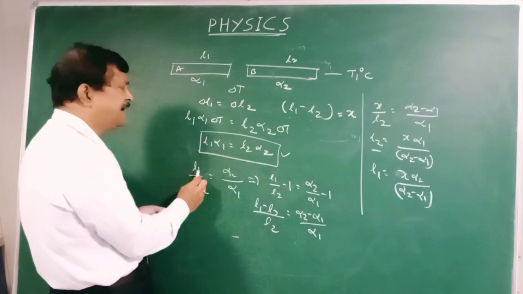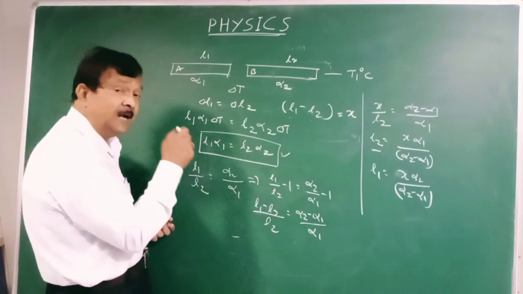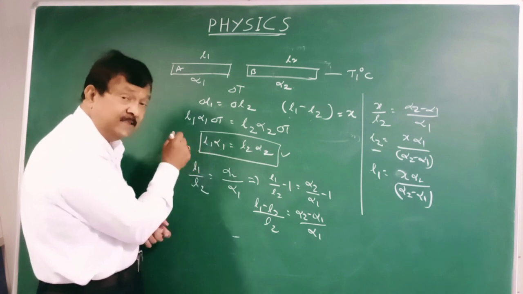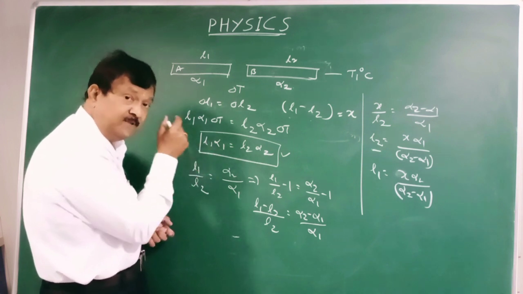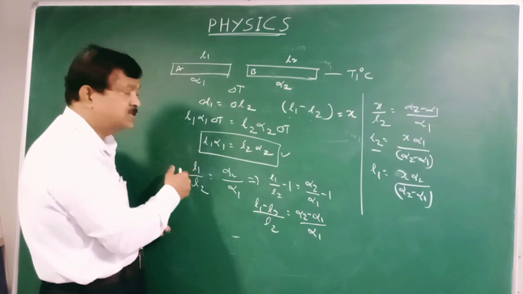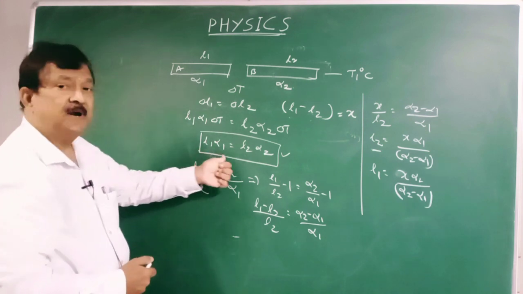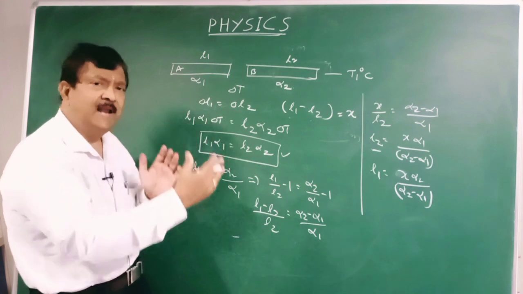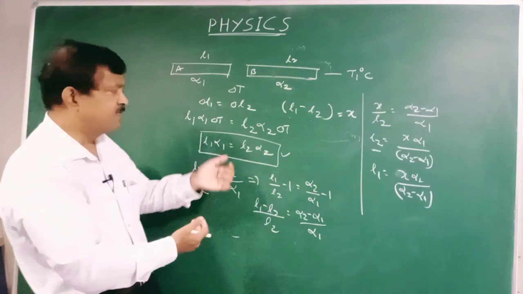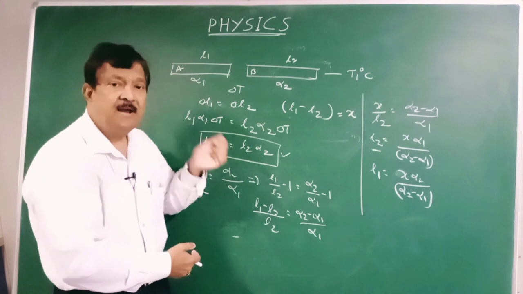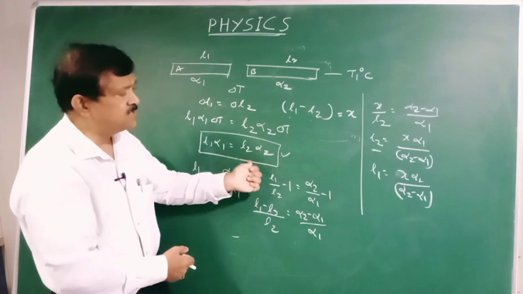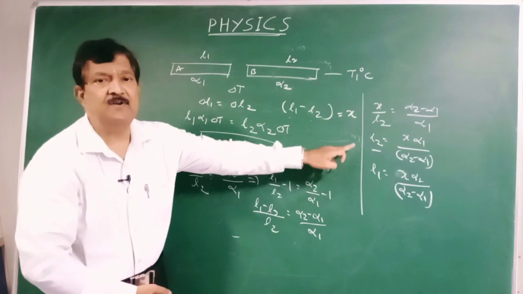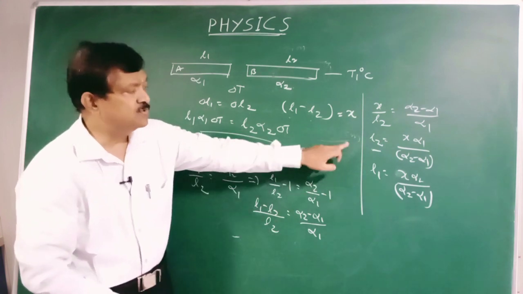And here very clearly L into alpha is constant. That means when alpha is larger, the length of the rod made of that material is less, so that this product is a constant. So a material of larger value of alpha will have a smaller length, and a material of smaller value of alpha should have a larger length, so that this condition is satisfied. So from this we can find out the values of L1 and L2. We can use these two equations.